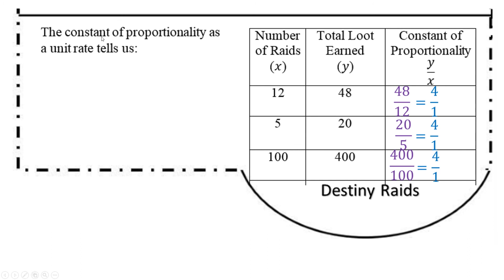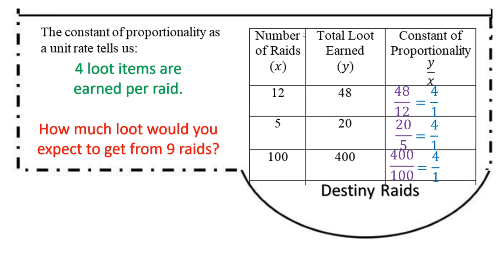What does that tell us? The y value is total loot earned. So for 4 loot earned, we would expect to get that after 1 raid. So 4 loot items are earned per raid. And then if I was to ask how much loot would you expect to get from 9 raids? Well, if it's 4 per 1, then 4 times 9 would be 36 loot items.